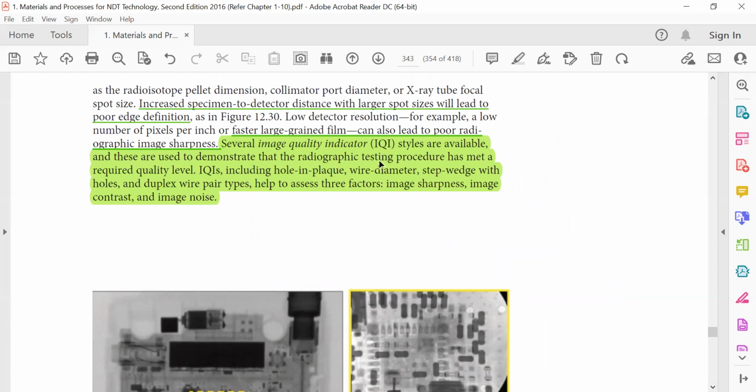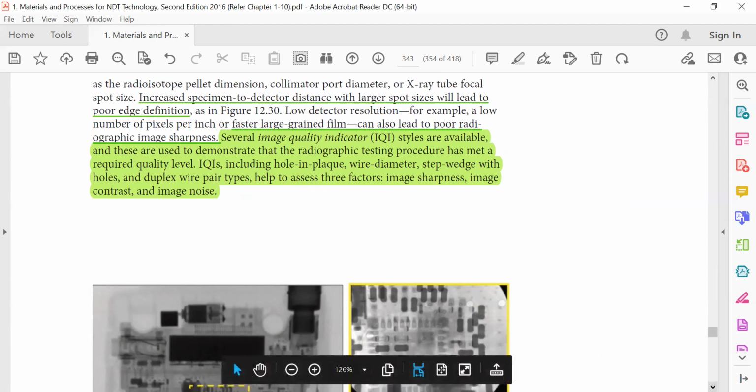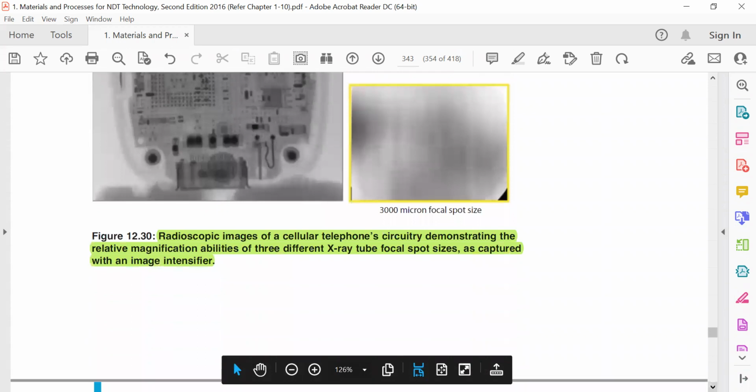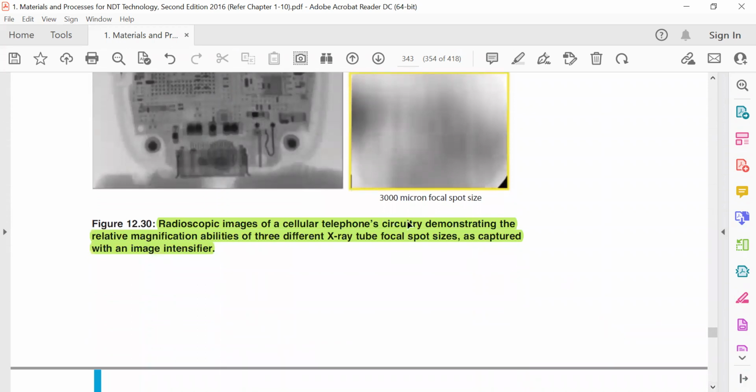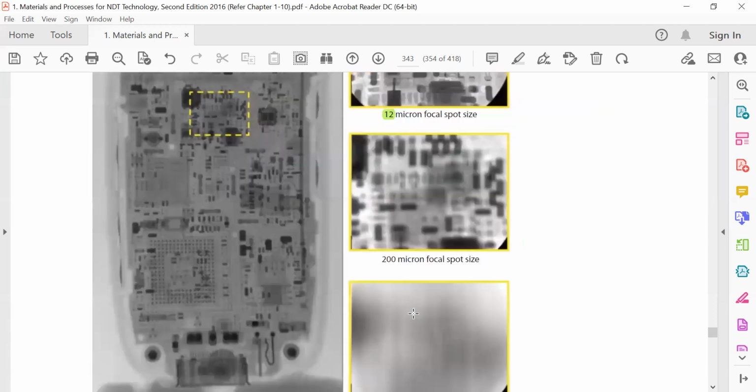Several image quality indicator styles are available, and these are used to demonstrate that the radiographic testing procedure has met the required quality levels. IQIs including hole-in-plaque, wire, step wedge with holes, and duplex wire pair types help to assess three factors: image sharpness, image contrast, and image noise. Demonstrating the relative magnification abilities of three different X-ray tube focal spot sizes as captured with the image intensifier.